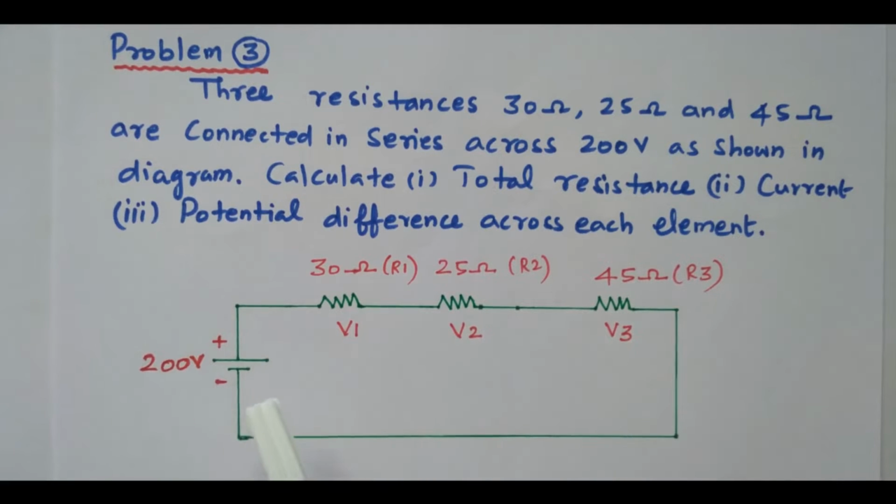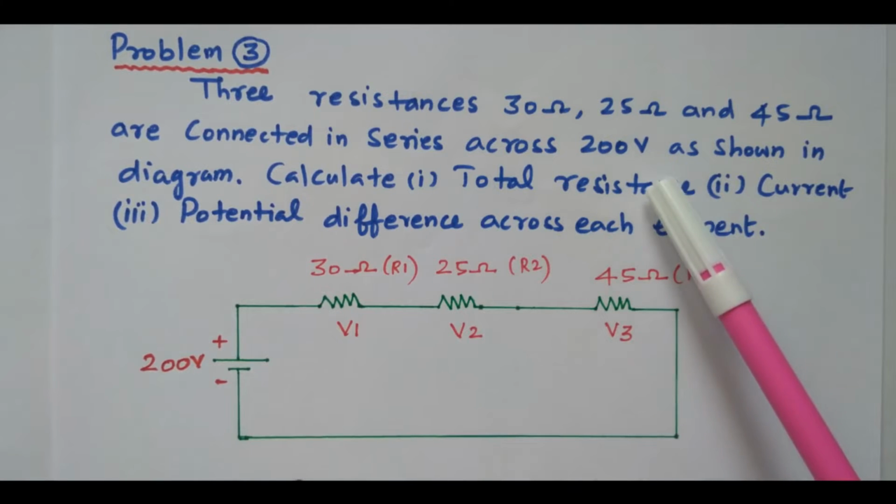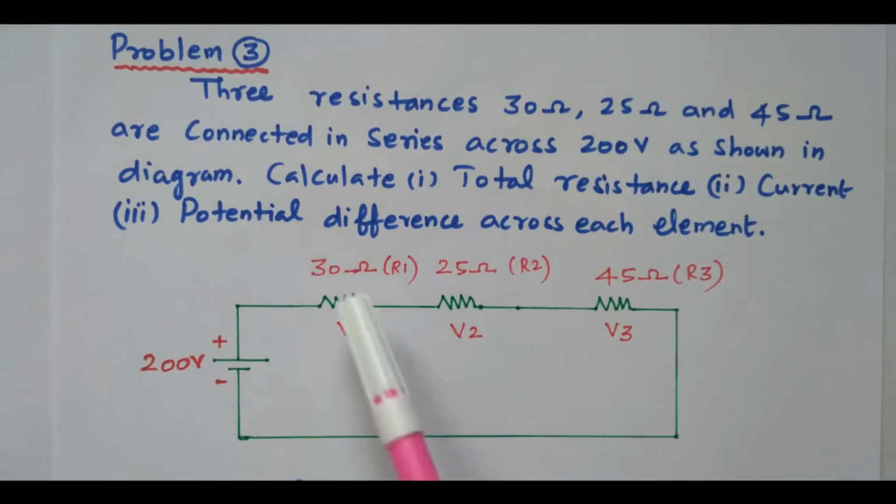What is the question? We need to find the total resistance. What is the total current? What is the potential difference across each element, each resistance? Total resistance, total current and potential drop across each element, that is V1, V2, V3.